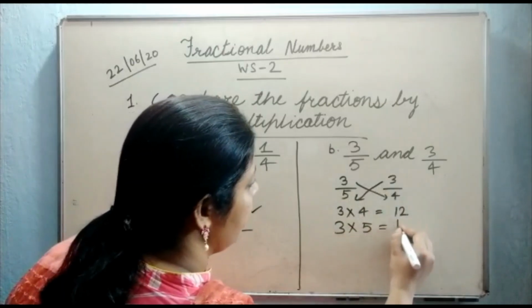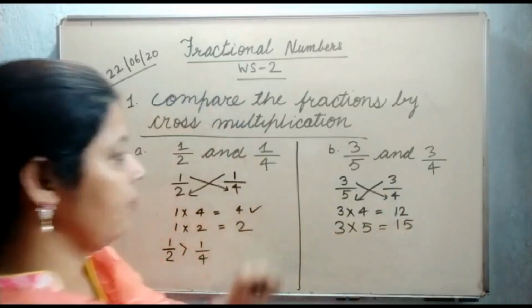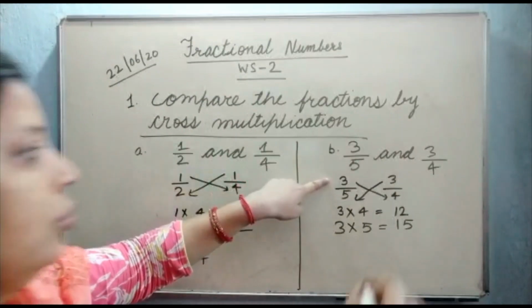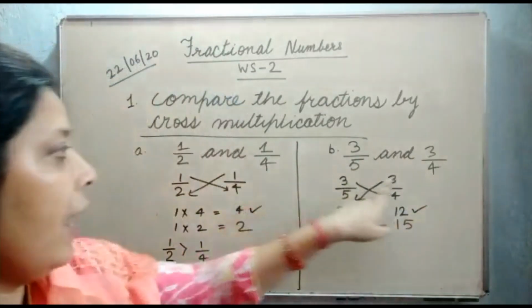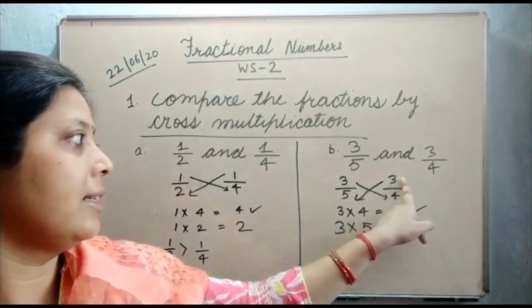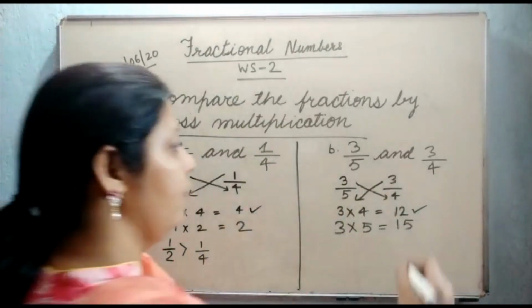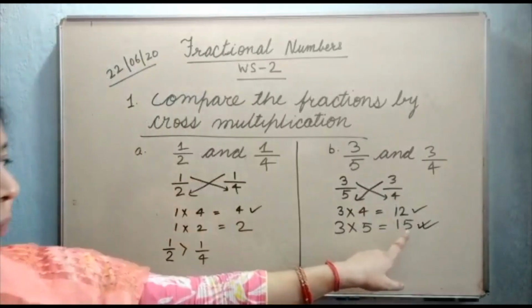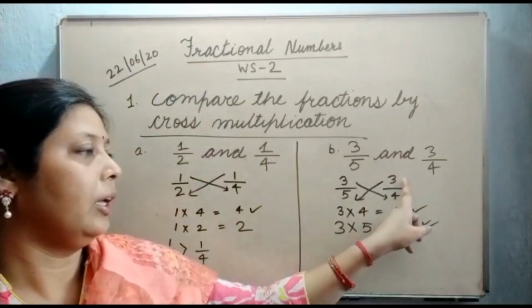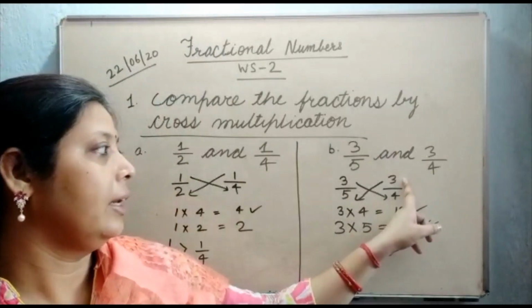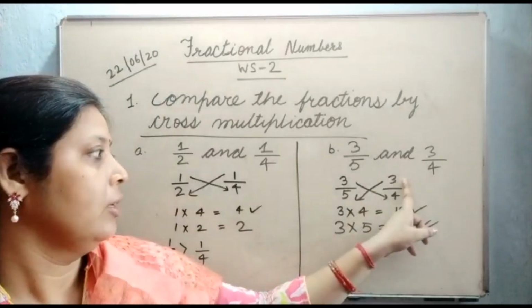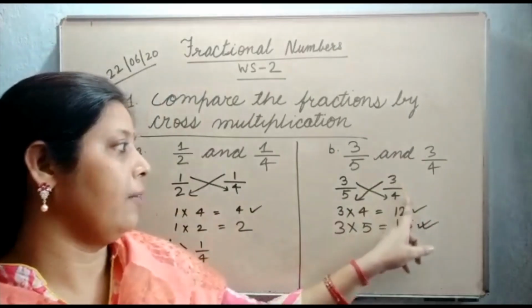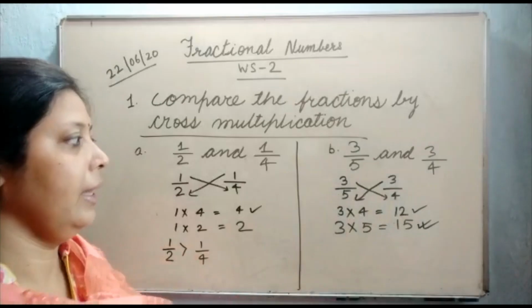So 3 5s are 15. You can see when you have put your finger here, you are getting 12. 3 4s are 12. And when you are putting your finger on the right hand side, you are getting 3 5s are 15. Now you can see this 15 is greater than 12, and you have got 15 when you are putting your finger on the right hand side, 3 5s are 15. So this 3 by 4 will be greater than 3 by 5.